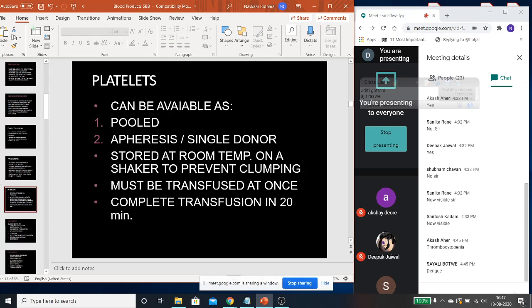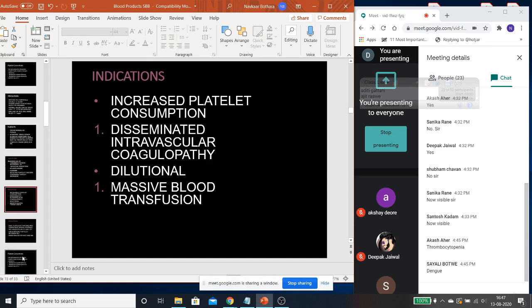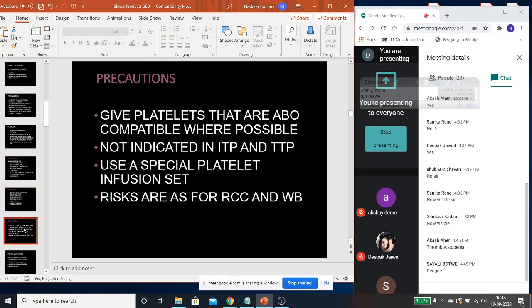Complete transfusion should be done within 20 minutes. Then next, what are the indications? We have already seen some: bleeding due to thrombocytopenia, which may be secondary to defective production of platelets during aplastic anemia or leukemias, defective platelet function, congenital platelet disorders, and apart from that we have just seen dengue and such things. Okay, increased platelet consumption, disseminated intravascular coagulopathy, and dilutional thrombocytopenia from massive blood transfusion. These are some of the indications where we need only platelets.